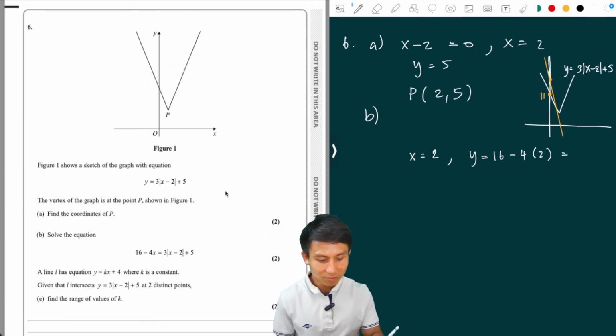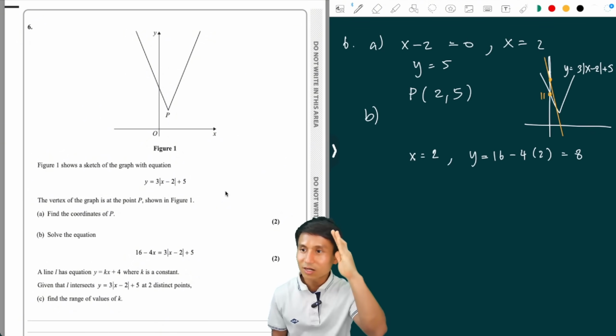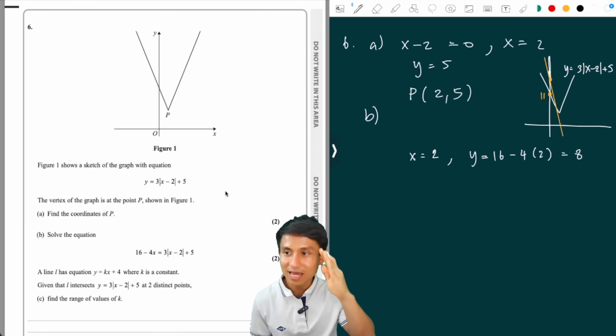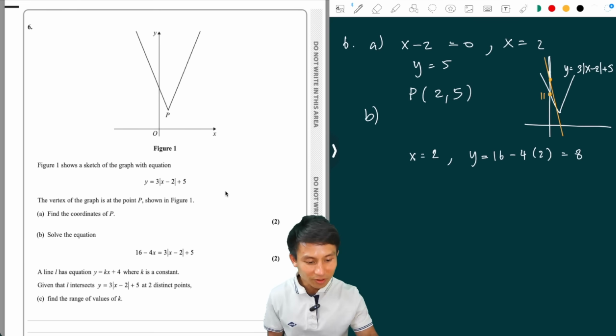So this is 16 minus 8, which is 8. So when x equals 2, the orange line will pass 8 on the y-axis. While the V shape, as you already know, this is 2, 5. So actually, I drew it incorrectly. I need to make it more like this. More like this.